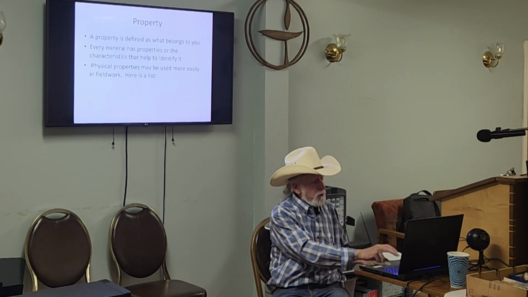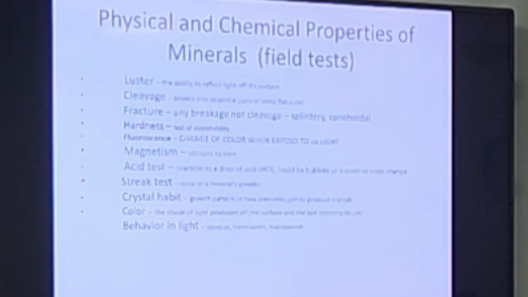Okay, there's a lot of properties. Let's go. All right, now we're talking about physical and chemical. Look at this list, wow. It's big. You got luster, cleavage, fracture, hardness, fluorescence, magnetism. Yes, I should put fluorescence back in the lab, because who wants to carry a lamp around with you? Magnetism, acid test, streak test, habit, crystal habit, color, and behavior in light. Okay, all of these things you can do in the field.